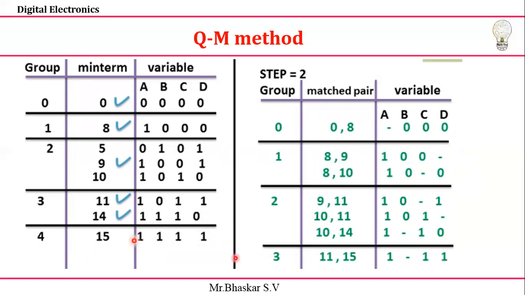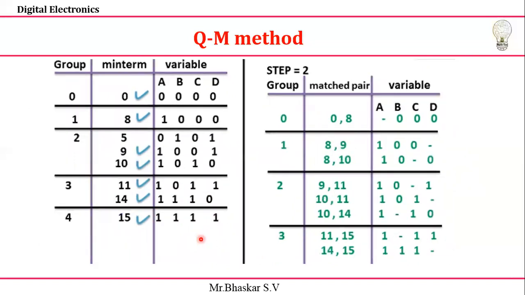Next it is 14 comma 15. You'll get only the last bit changing. I can take 1 1 1 dash. Let's check it out. So I'm going to take 14 comma 15 as 1 1 1 dash. So hope you understand this one, right?